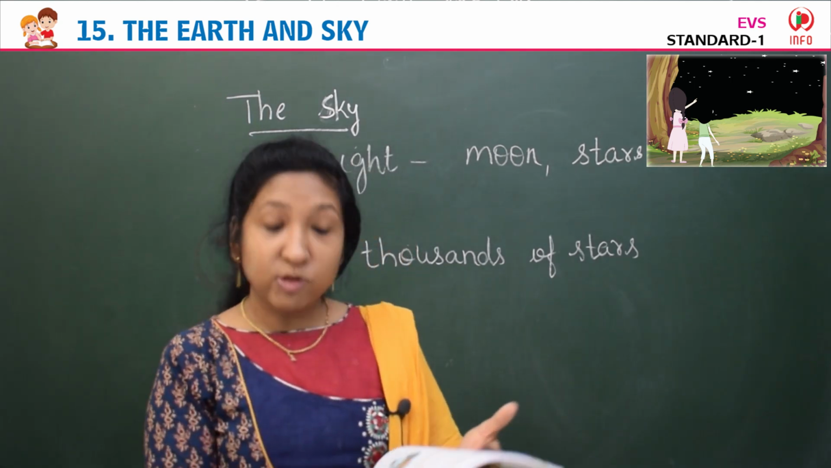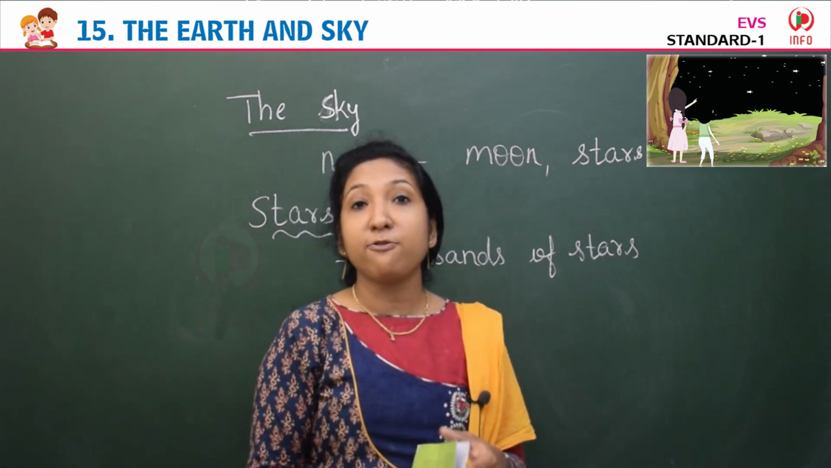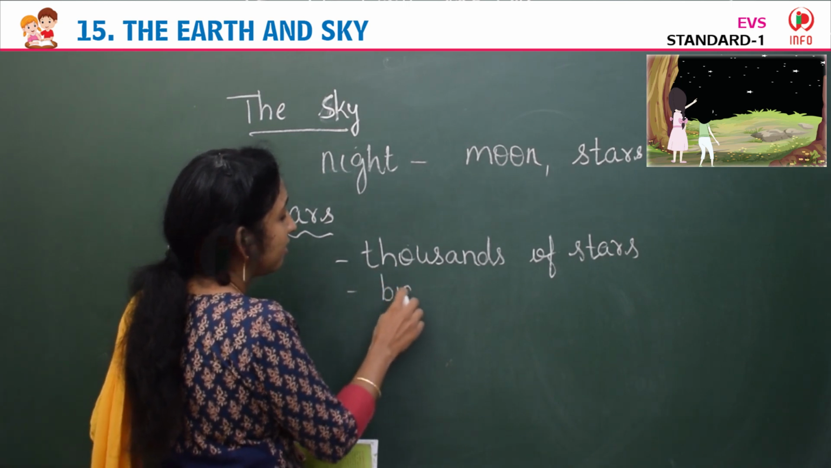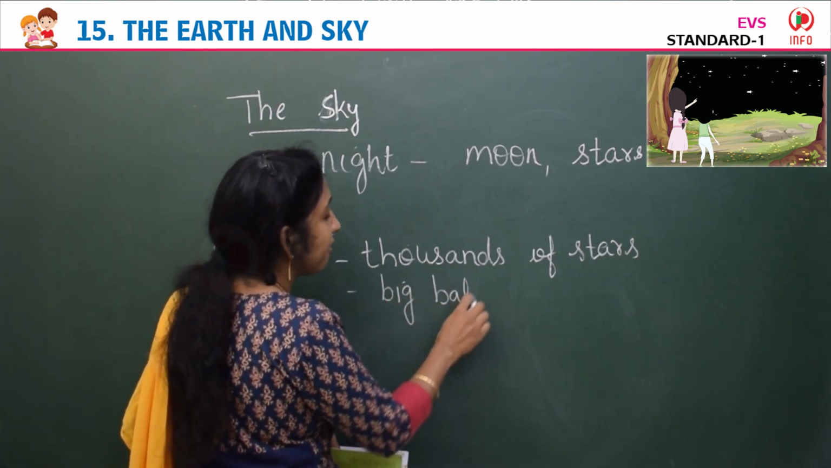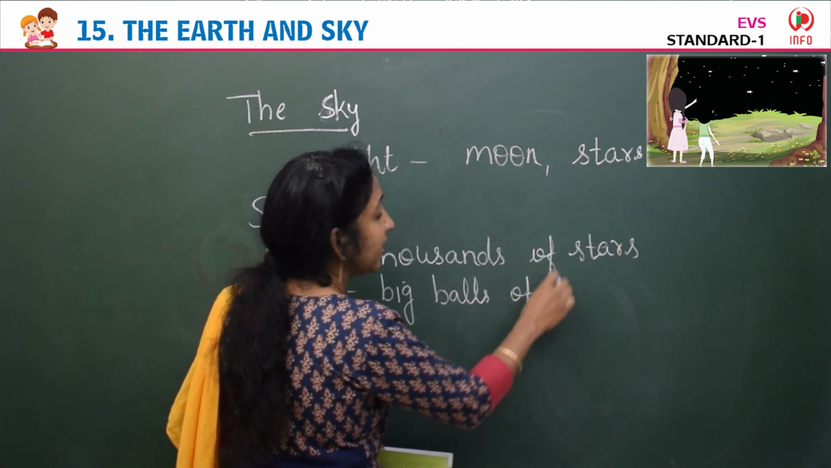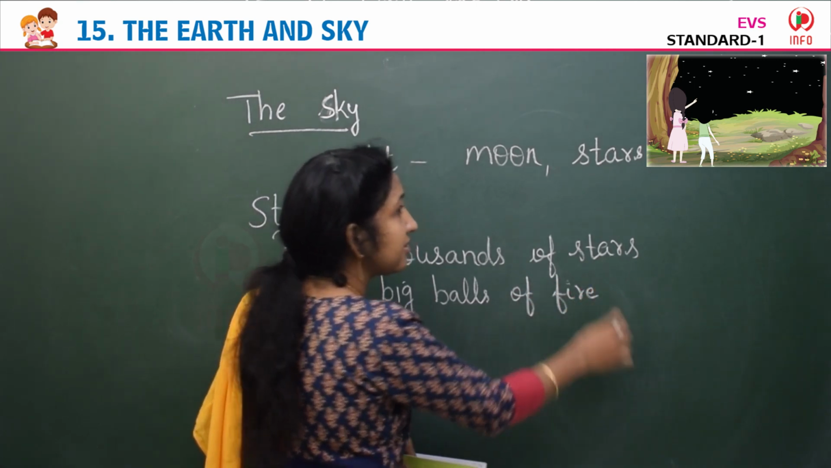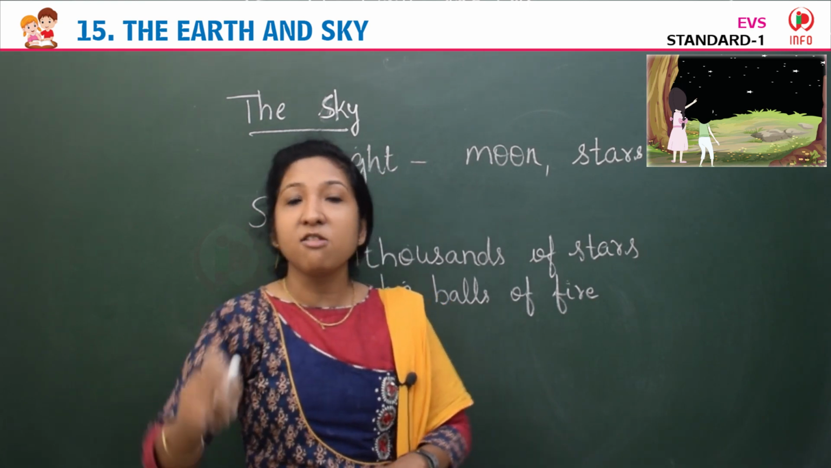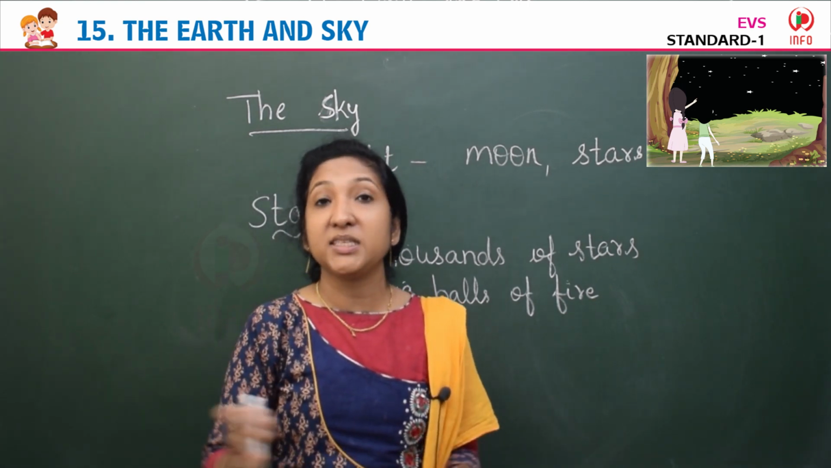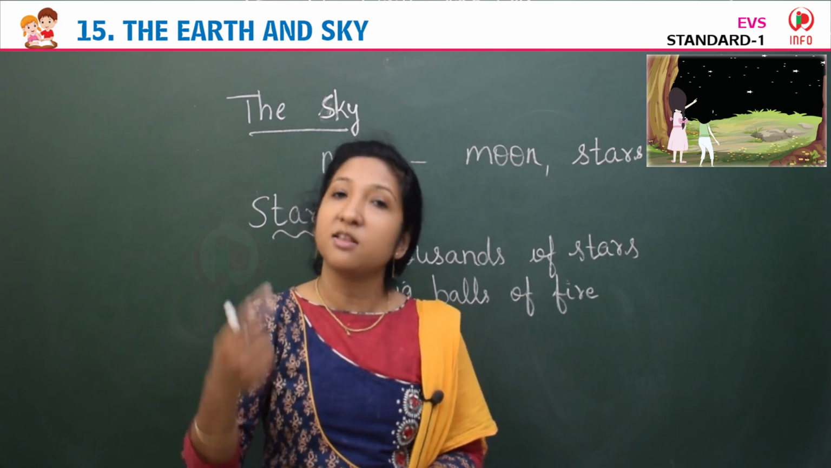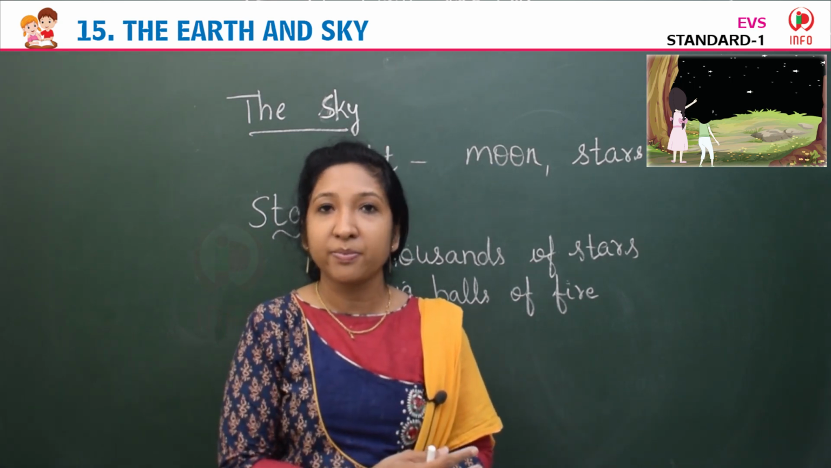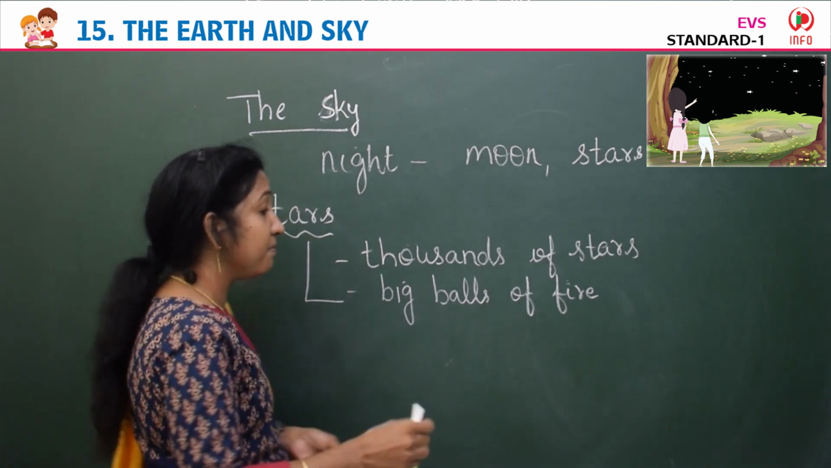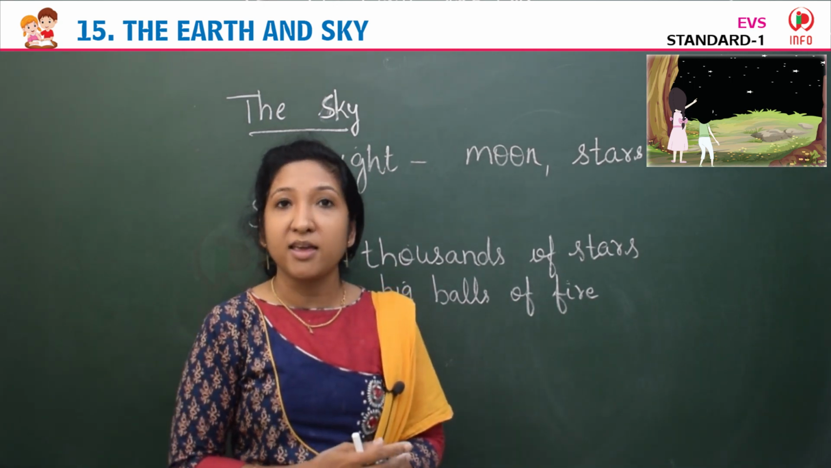Then they are actually big balls of fire. Stars are big balls of fire. We learned that the sun is a large hot ball. The sun is also a star. It's the biggest star we can say. The sun is also a star actually. These stars, they are big balls of fire.